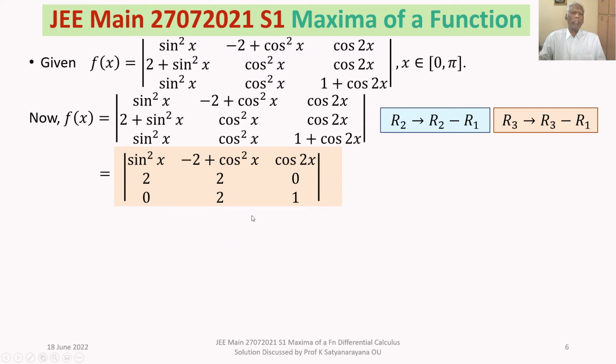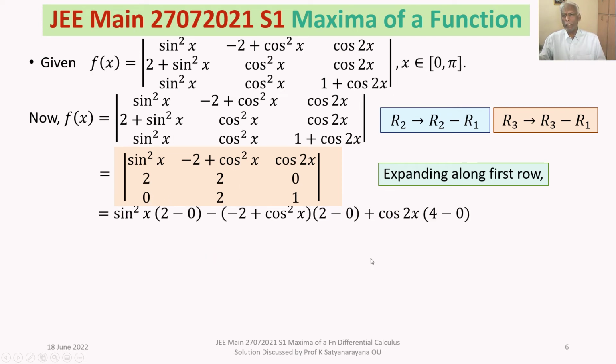So we will expand this determinant along the first row. Expanding this determinant along the first row: sin square x into 2 into 1, 2 minus 0, minus of minus 2 plus cos square x, delete that row and that column, 2 into 1 minus 0, plus cos 2x into, delete that row and that column, you get 2 twos are 4 minus 0. So on expanding you will get this one. Now simplifying, we will get this expression.